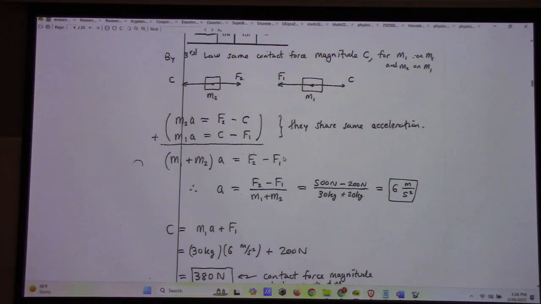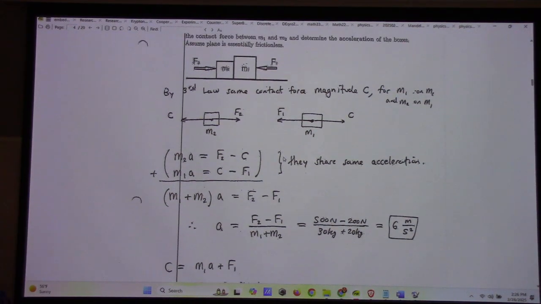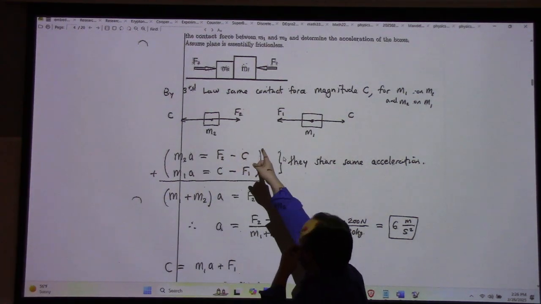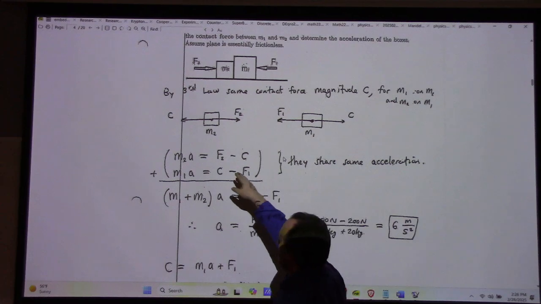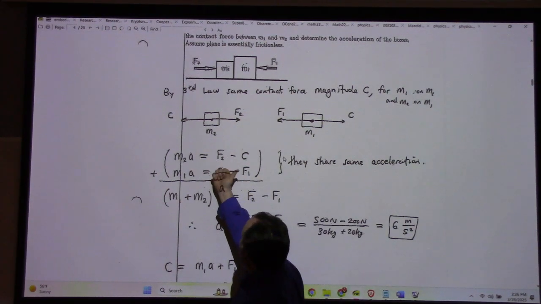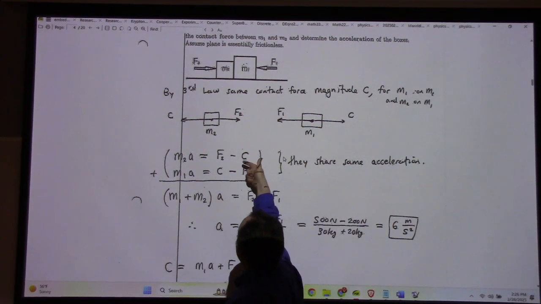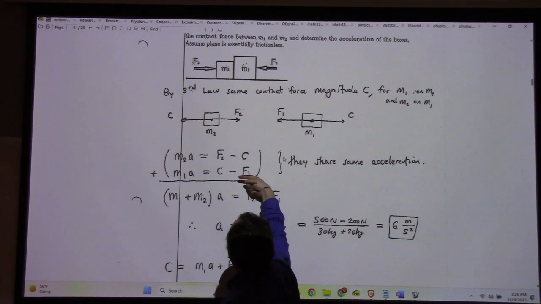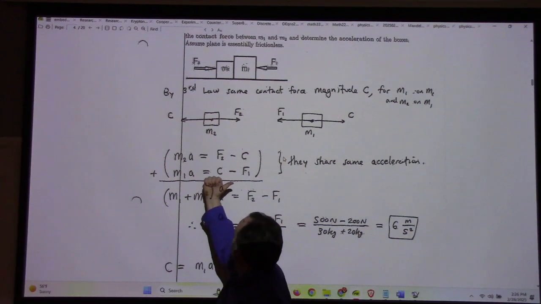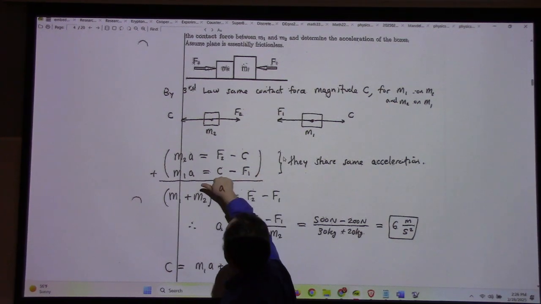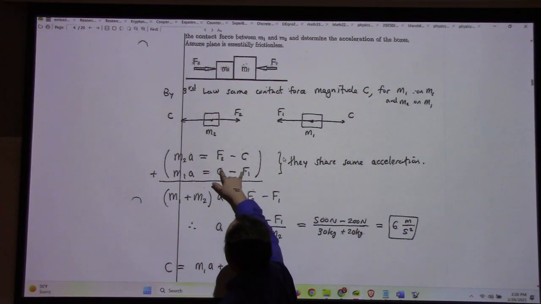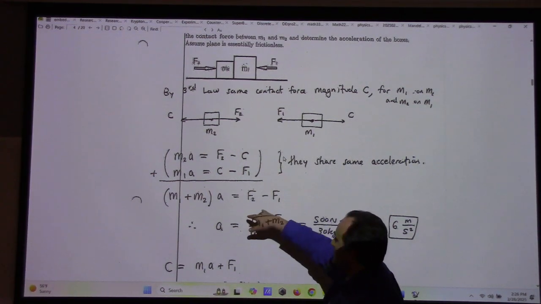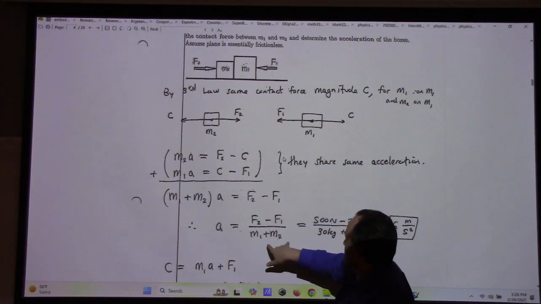So anyway, talking about the theory here, we just write down Newton's second law on the mass 2 and the mass 1, and the sum of the forces. So F2 is going that way. The contact force goes this way on M2. And on M1, the contact force from M2 goes that way, and F1 presses that way. That's why there's a minus here. And then the usual thing with these problems is we added the equations, and that allowed us to find the acceleration.